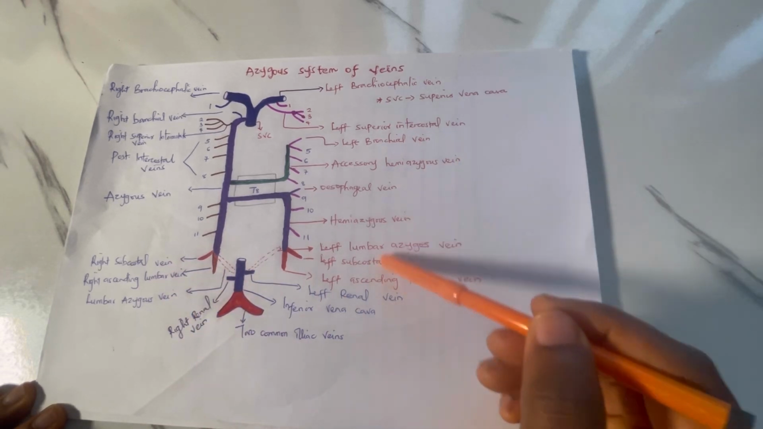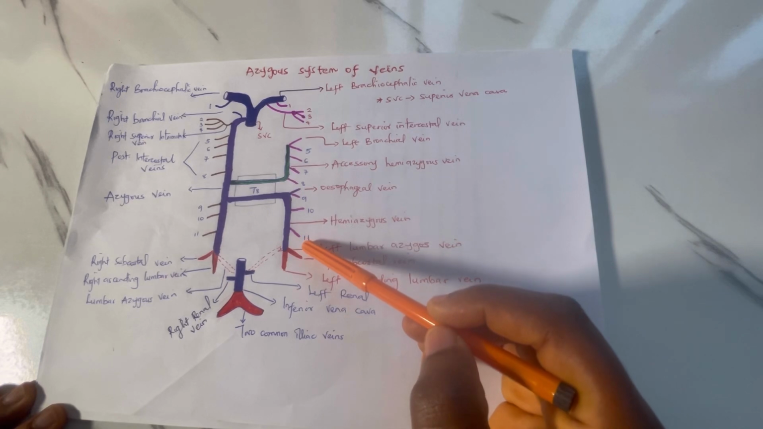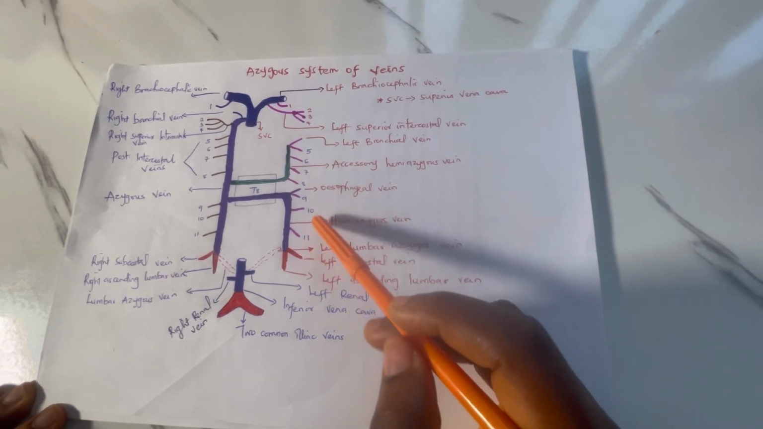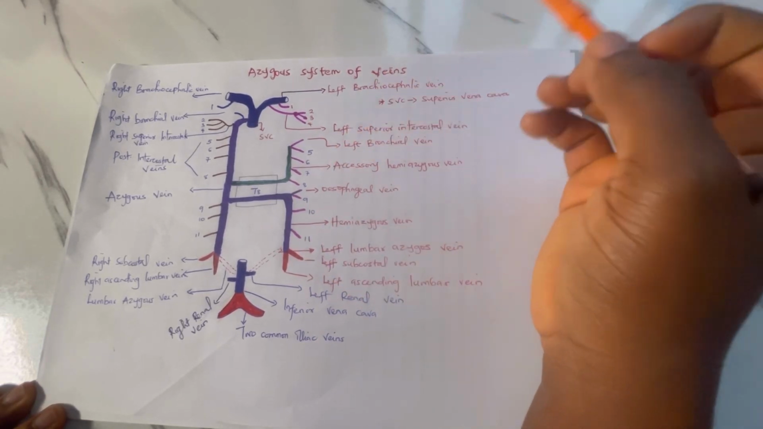Now, the tributaries of the hemiazygos vein include the 9th to 11th left posterior intercostal veins. These are the lower posterior intercostal veins, while the accessory hemiazygos receives the upper posterior intercostal veins on the left side.